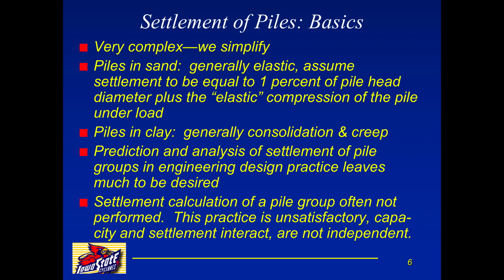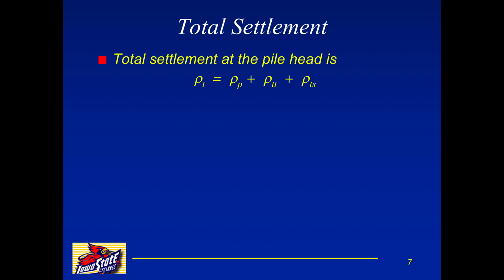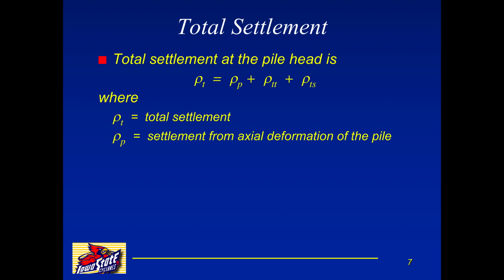Often, the settlement calculation of a pile group is not performed. However, this practice is very unsatisfactory and it can cause a lot of problems. The total settlement of a pile consists of three components. The first, P total, is the total settlement. The next is the axial deformation, which is how much of the pile is deforming in the axial portion of the pile.